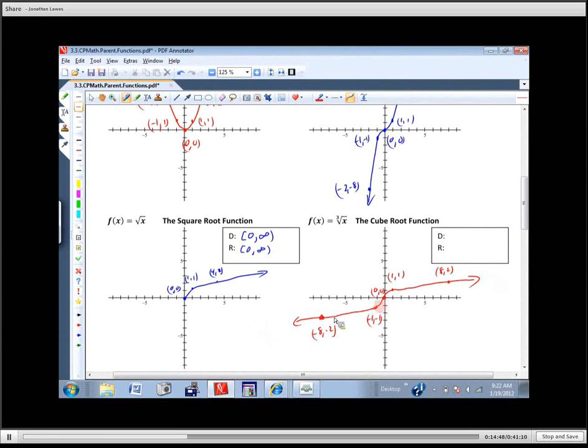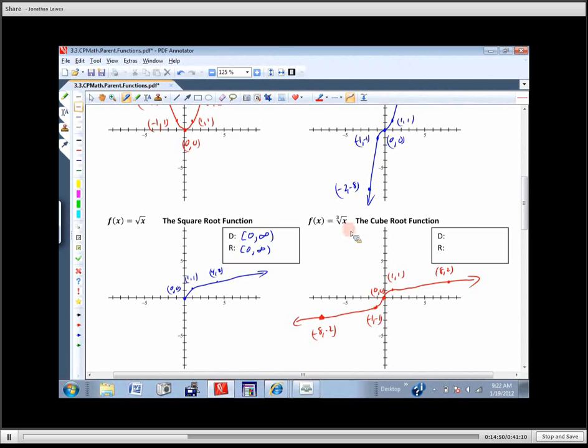Now, we've kind of already talked about the fact that you can plug anything you want in here, so the domain should be negative infinity to infinity. And the range? If it continues to go down and continues to go up, what part of the y-axis would be covered if we squished all these points together? All of it. So this would be negative infinity to infinity. Okay?